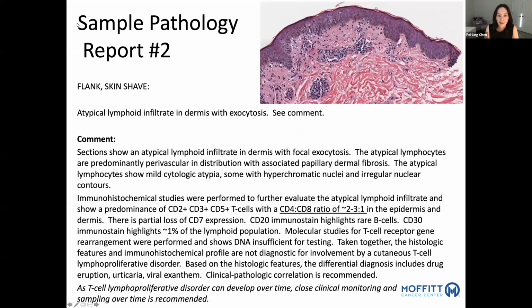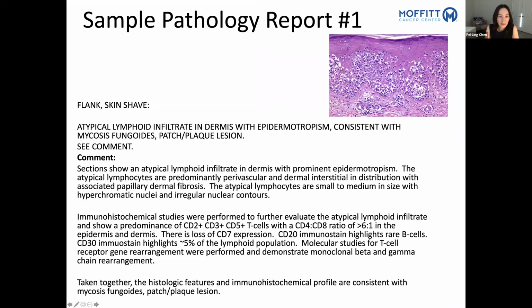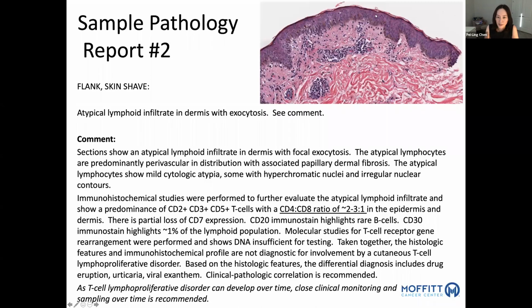Next report. So this case is less obvious compared to the previous one. As you can see in the previous slide, you see a lot more of these atypical lymphocytes going into the epidermis, around the blood vessel, just basically busier. Here we're seeing a more subtle atypical lymphoid infiltrate. Again, the epidermis, the dermis. There are some dermal blood vessels here, but the perivascular lymphocytes are a little milder compared to the previous one. There's also some exocytosis of lymphocytes into the epidermis.